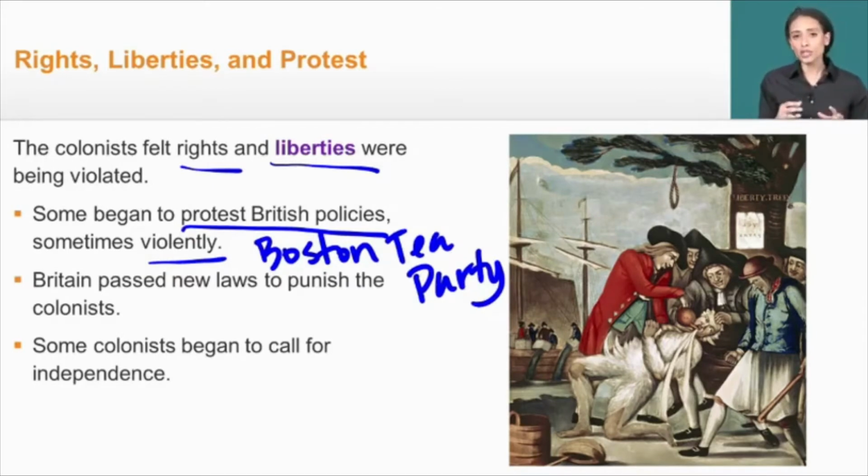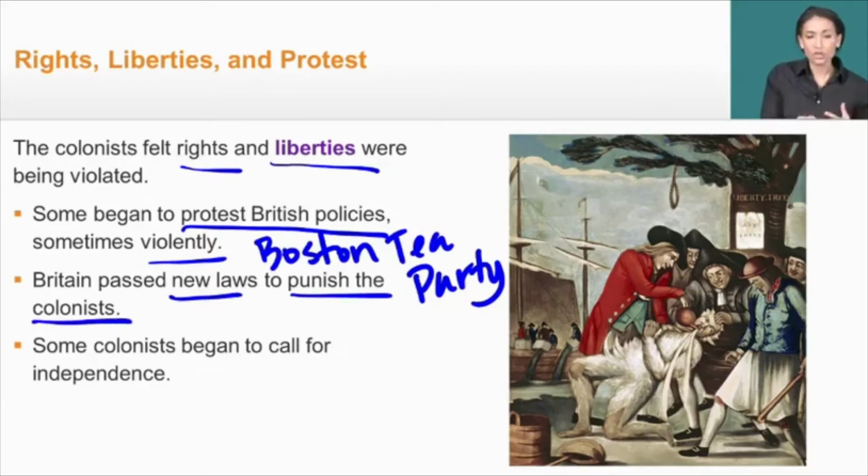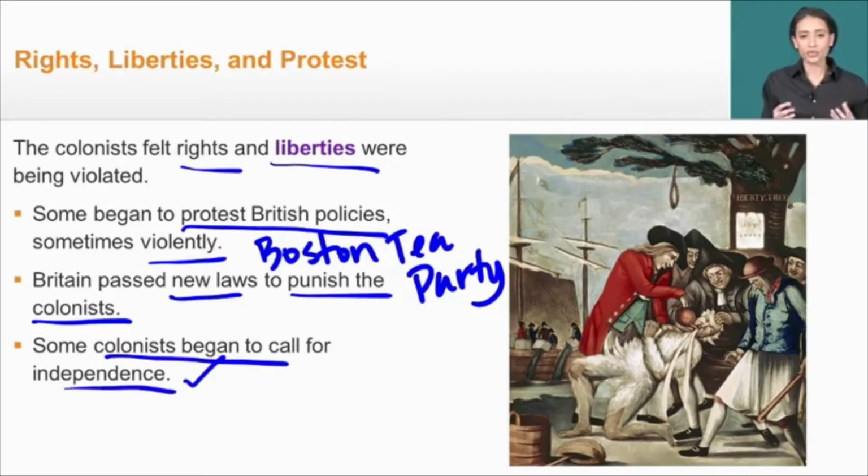And so as a result of some of these movements towards a revolution, Britain begins to pass new laws to punish the colonists. New taxes, particularly, are levied against the colonists. And so as a result, many colonists begin to call for independence. And this is really going to start sowing the seeds for that revolution. So let's take a look at what we've learned so far.